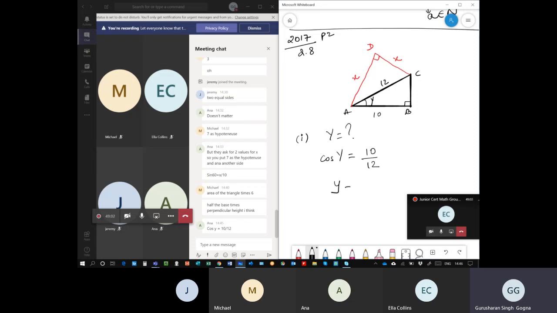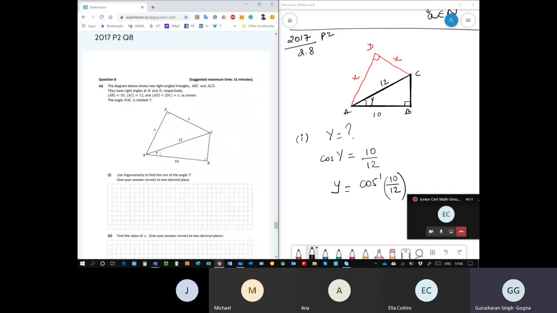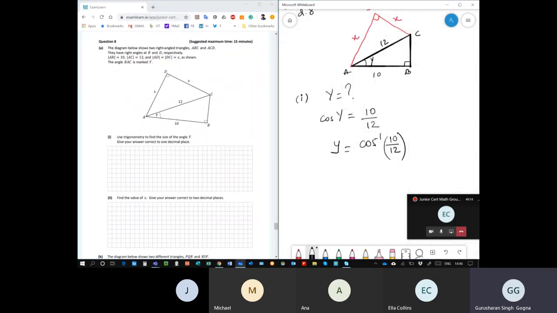But how will you find out y then? y is equal to cos inverse of 10 over 12. They said write down the answer in decimal form, one decimal place. So you need to use a calculator. What's the value of this? Let me check. We want cos inverse of 10 over 12, and this is 33.557. So you can say 33 point, let's say 6 degrees.